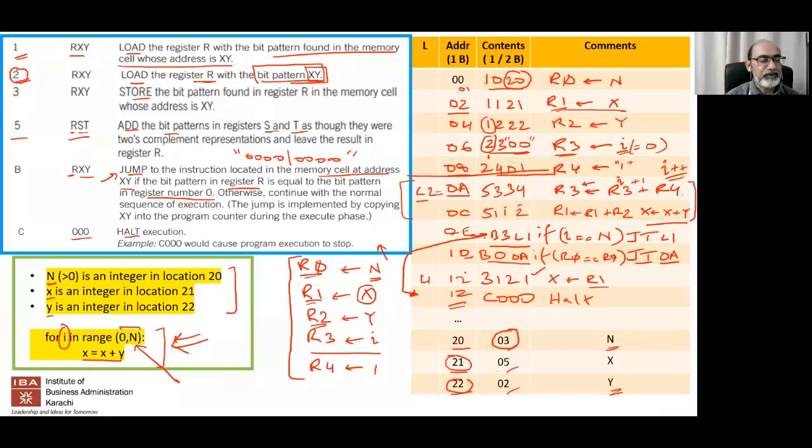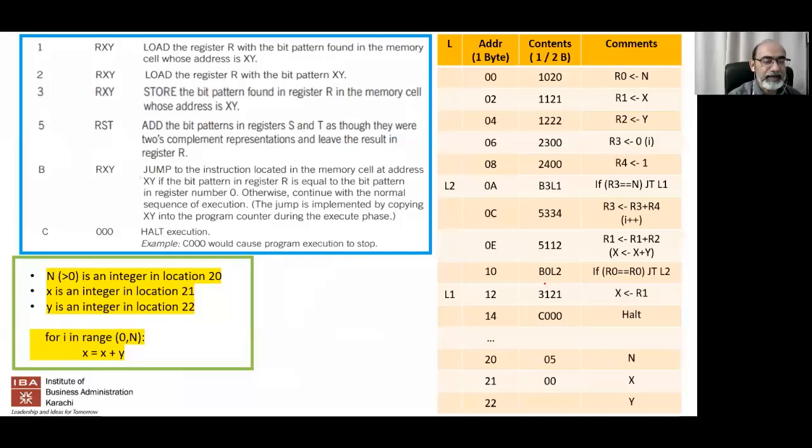So this is where L1 would be. Before we actually halt, we save R1 to X and then we halt. So this is pretty much the code that I had actually written out. If you compare these two codes, you'll see that it's almost the same. We were loading up different values. Up till here, it's exactly the same.